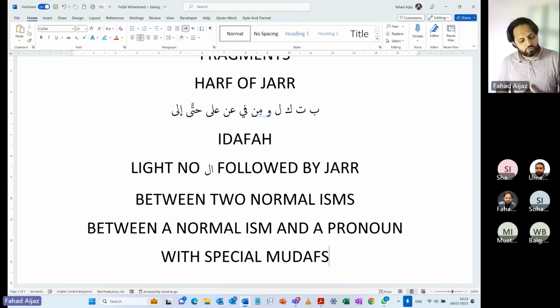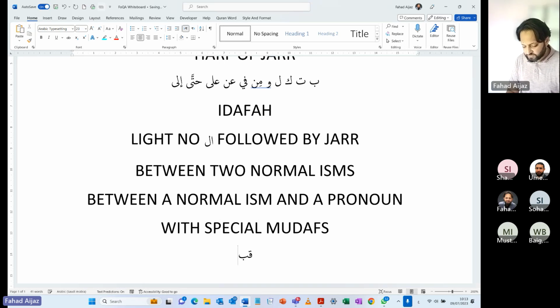And there is a table in your notes about special mudafs. And special mudafs were those isms, they're normal isms, but they are those isms that do not necessarily give you an off meaning. Right? Some examples of these isms, for example, qabla was one of the isms. Qabla means before. So if you say qabla al masjidi, you're not going to get an off meaning. It's before the masjid. There is no off in there. So these are special mudafs, and they're called special mudafs because those isms always show up as mudafs. So whenever you spot them in the Quran, you are looking at an idafa fragment. That's what we studied there.